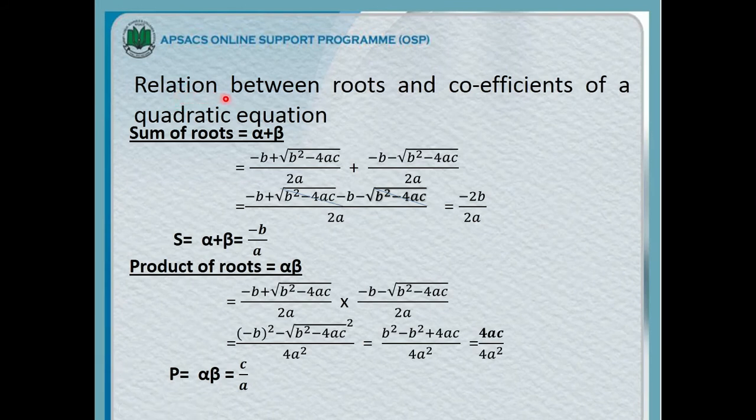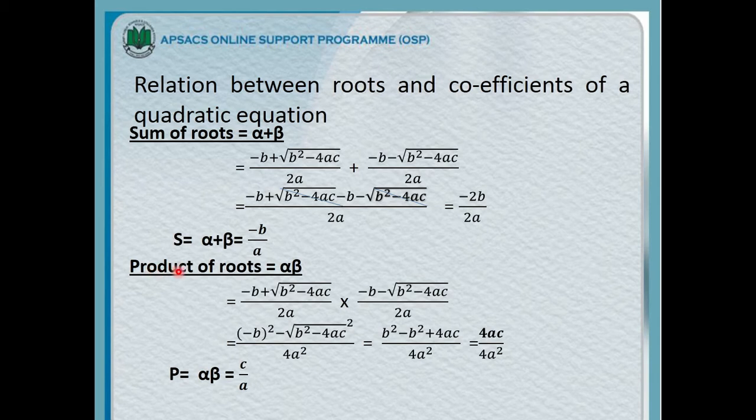Let's discuss relation between the roots and coefficients of a quadratic equation. First of all, we will find out the sum of the roots, that is alpha plus beta. As you know students, the values of alpha and beta, and if we add these two values, we have to take out the LCM of these two fractions. By taking their LCM, you can see that the radical signs are in opposite symbols, so they will be cancelled out. We get minus 2b upon 2a. 2 will also be cancelled out, so the value of sum of the roots, alpha plus beta, is equal to minus b upon a.